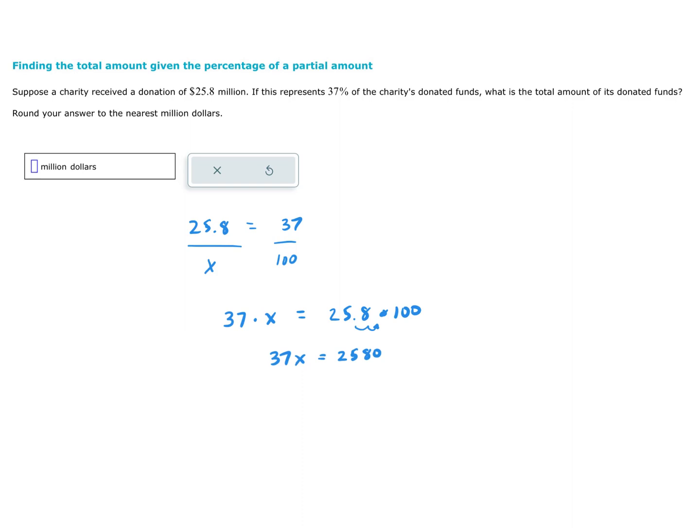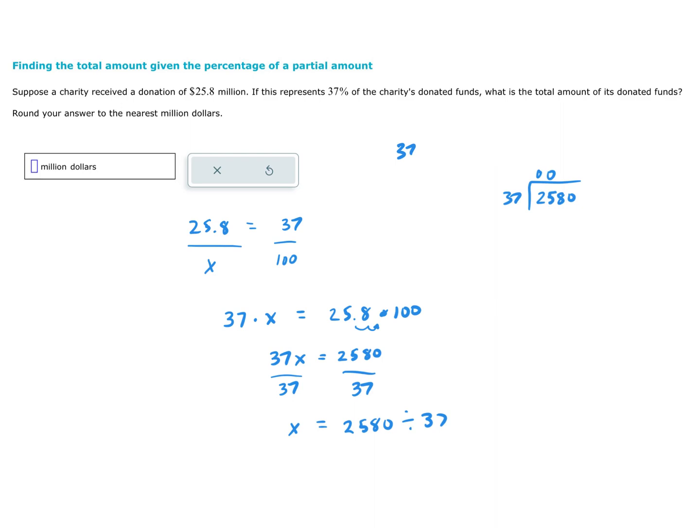To get X by itself, we need to undo multiplying by 37, which means we're going to divide by 37 on both sides to keep our equation balanced. On the left side, 37 divided by 37 is 1, so we just have 1x. On the right side, 2580 divided by 37. If you can use a calculator, I certainly would, because doing double-digit division is not super fun.